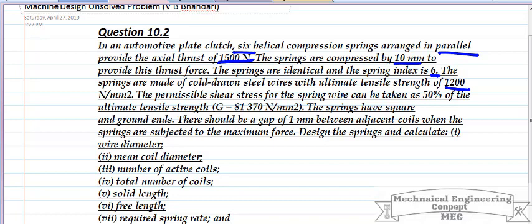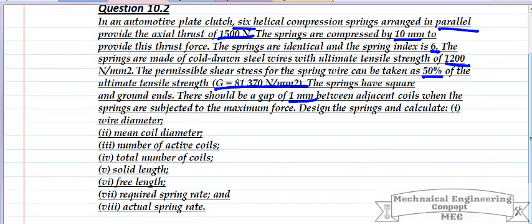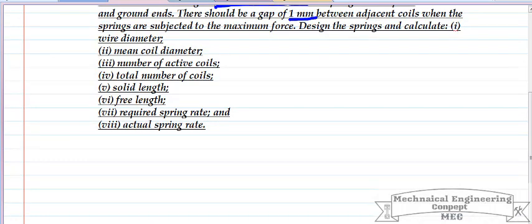The permissible shear stress of the spring wire is 50% of the ultimate strength, and the modulus of rigidity given to us is 81370 Newton per mm square. The springs have square and ground ends. There should be a gap of 1 mm between adjacent coils. When springs are subjected to the maximum force, design the spring and calculate wire diameter, mean coil diameter, number of active coils, total number of coils, solid length, free length, required spring rate and actual spring rate.